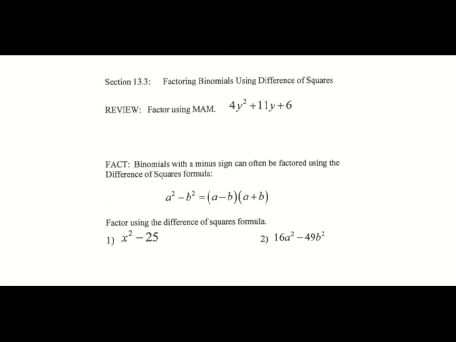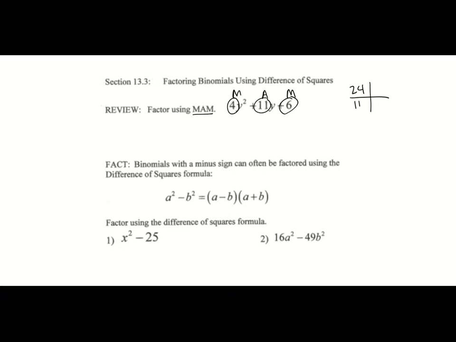Okay, section 13.3, we're going to look at factoring using the difference of squares. But first, I want to review factoring using MAM with this example. So we've got MAM, our multiply, we have 4 times 6. 4 times 6 gives me 24. And then our add is 11.